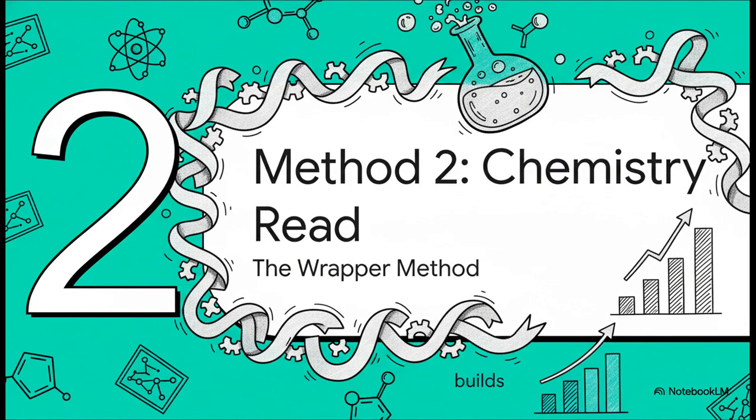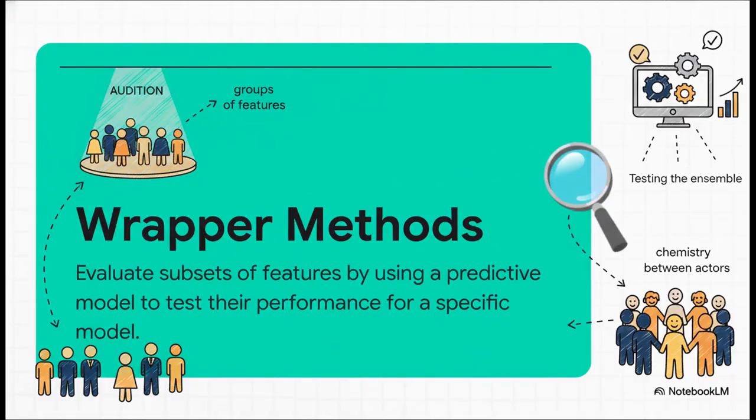All right, so we've sorted through the headshots. Now we're moving on to the chemistry read, also known as the wrapper method. This is where things get really interesting. With the wrapper methods, you're not just looking at resumes anymore. Oh no, you are holding actual auditions. You take different groups of features, you plug them into your model, you train it, and you see how well that specific group performs. It's all about testing the ensemble, the chemistry.